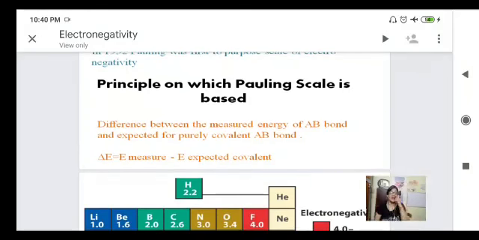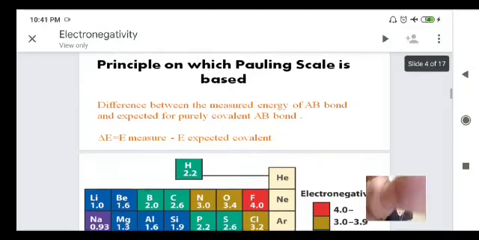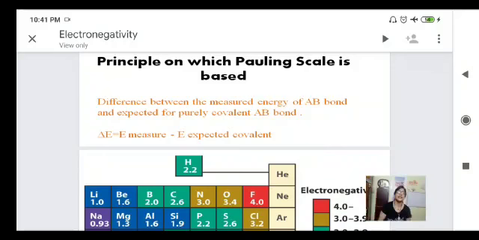You have to understand that it is the difference in energy between the bonded pair of electrons as measured, as observed, and the predicted value of the bond energy. That is, the difference in electronegativity, delta E, equals E measured for the AB bond minus E expected of the AB bond, when the expected bond is necessarily a non-polar covalent bond.